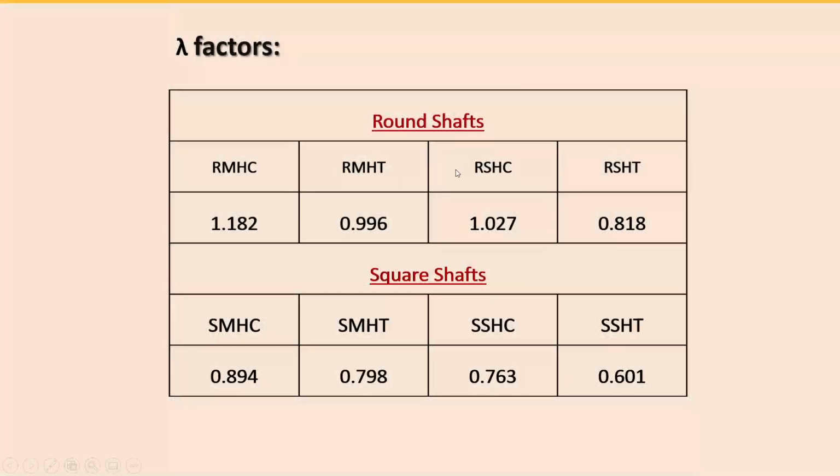Lambda is for round shafts. This is the round multi-helix configuration, because I said from the beginning, I'm going to decouple all of these test results. Round multi-helix compression, lambda is 1.182. For round multi-helix tension, lambda is 0.996. You see round single helix compression 1.027, and round single helix tension 0.818.